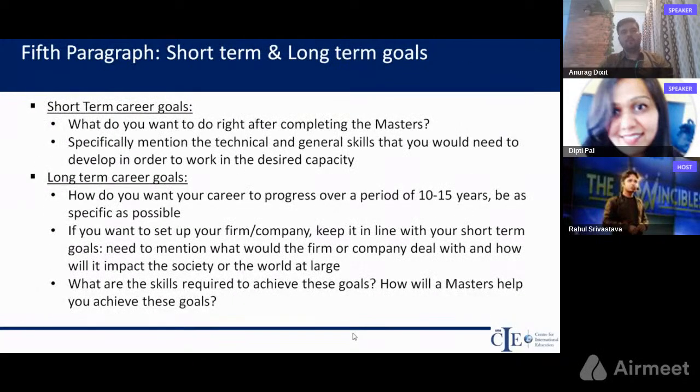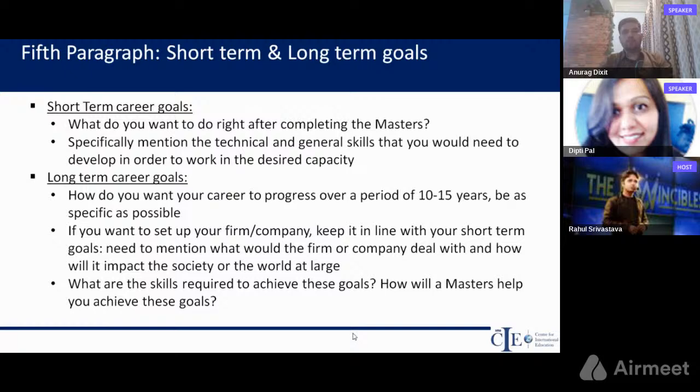If we come to the career goals, right, then you have to talk about essentially short-term and long-term career goals. Career goals are a very important part of your statement of purpose, so you cannot miss it. To give you more elaboration on short-term career goals, basically you have to talk about what you want to do right after completing a master's, right? So in the short term after finishing a master's, what are the things career-wise that you want to do? What are the goals that you want to achieve?